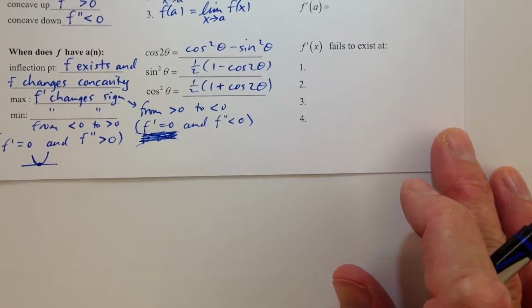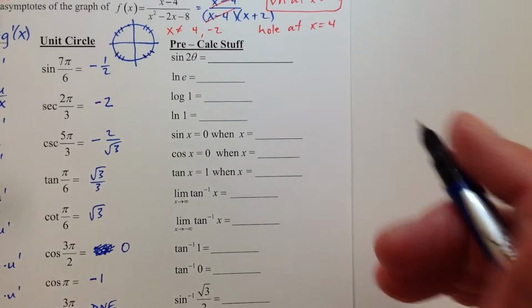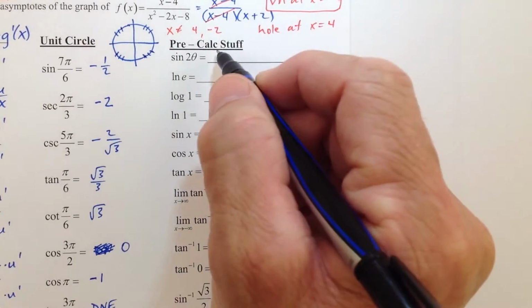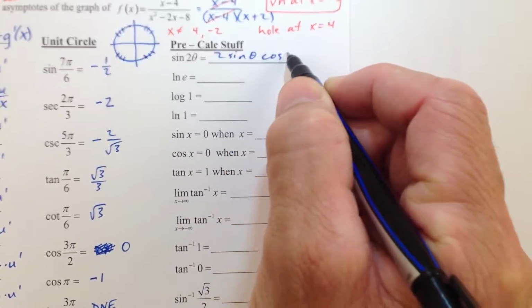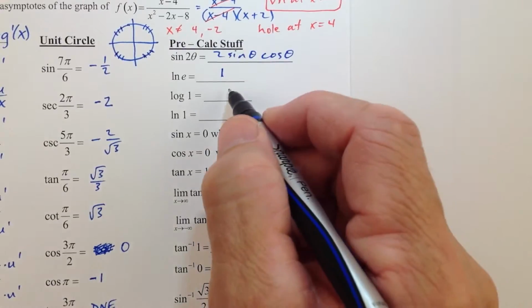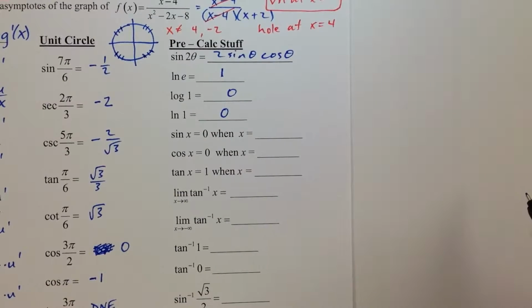So we're going to scoot on up here to the third column. And sine of 2 theta, this one, you actually use this a lot more than you use the cosine of 2 theta. This is the 2 sine theta cosine theta. ln of e, you should know that to be 1. Log of 1 is 0. ln of 1 is 0. You should know that. Those come up a lot.